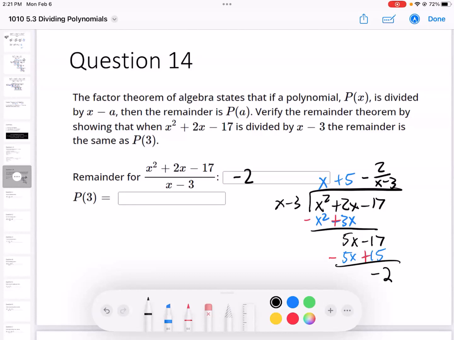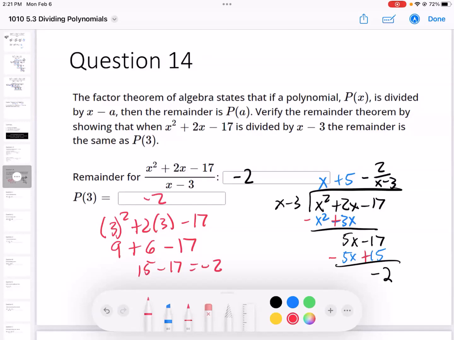And the theorem tells me that because I divided by x minus 3, the remainder should be 3 plugged into this polynomial. And we could test that out and say, okay, if I do 3 squared plus 2 times 3 minus 17, what does that equal? Well, that's going to be 9 plus 6 minus 17. 9 plus 6 is 15. 15 minus 17 does indeed equal negative 2.